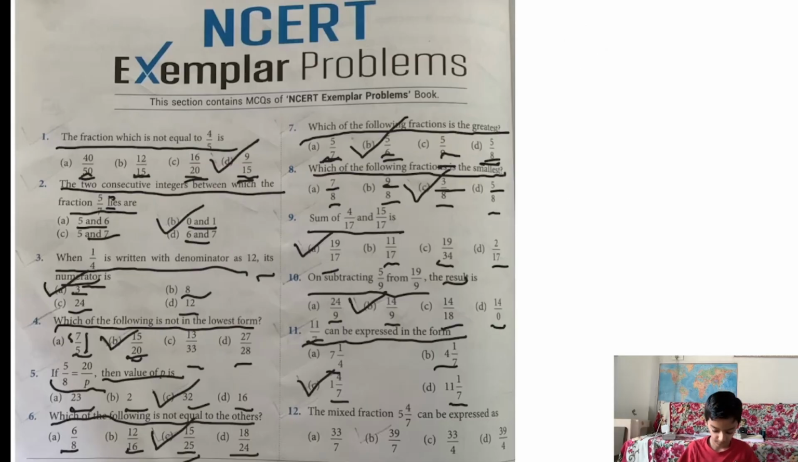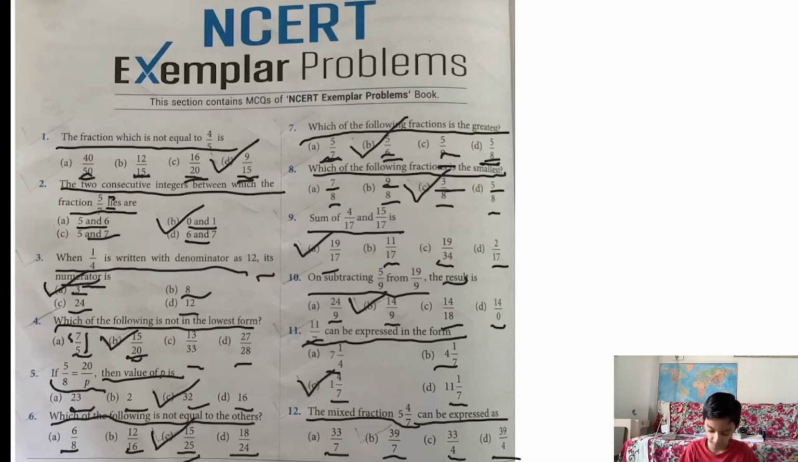12th question. The mixed fraction 5 4 by 7 can be expressed as, the options are 33 by 7, 39 by 7, 33 by 4 and 39 by 4. Here for the mixed fraction 5 4 by 7, they are asking the improper form of it. So first we will convert it into the improper form. So to convert it into improper form, we'll multiply the divisor by the quotient and we'll add the remainder.